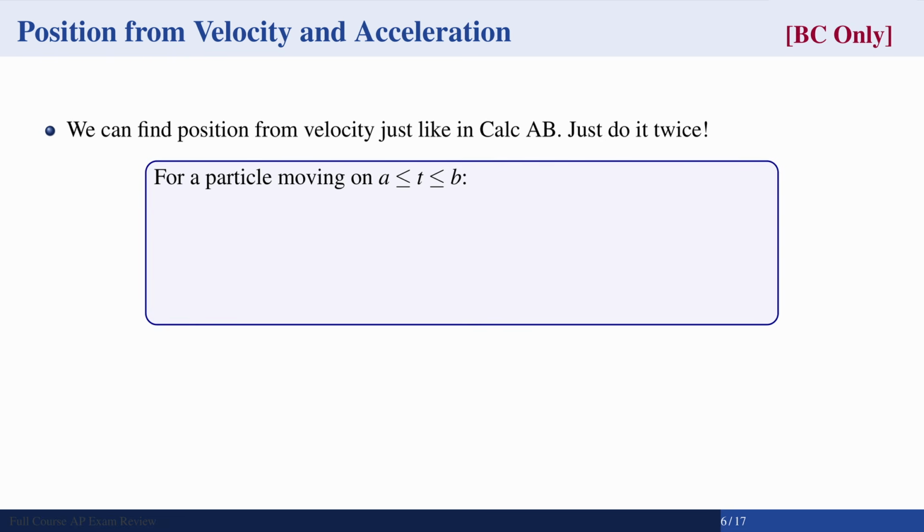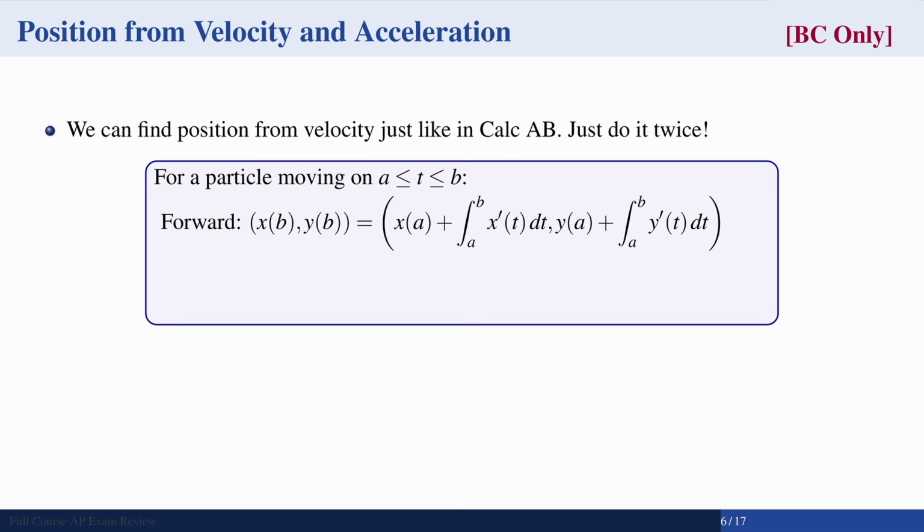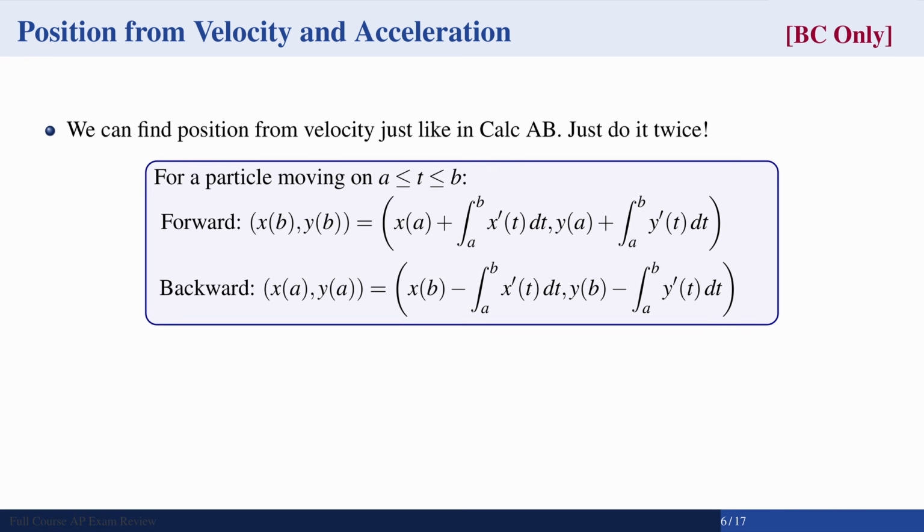This is exactly the same as what you did in Calc AB when you had velocity and you wanted position on like the x-axis or just the y-axis. So if you're going to move forward, x of b, y of b, your final position is where you started, which is x of a, comma, y of a, and then you're going to add each displacement. So you're going to add the displacement of x, which is the integral from a to b of x prime of t. You're going to add the displacement for y, which is the integral from a to b of y prime of t. The way I read that is really weird, so I'm just going to say it again. It's x of a, where you started, plus the displacement for x, comma, y of a, where you started, plus the displacement for y.